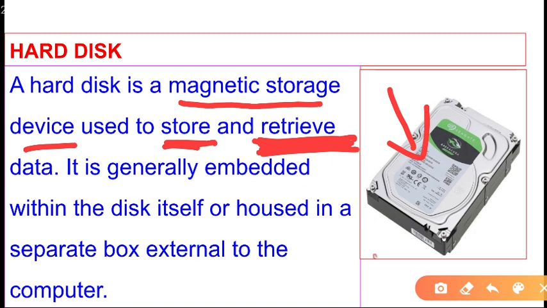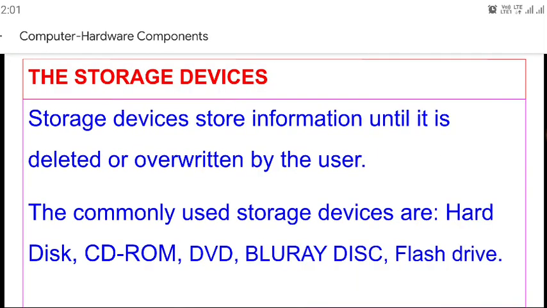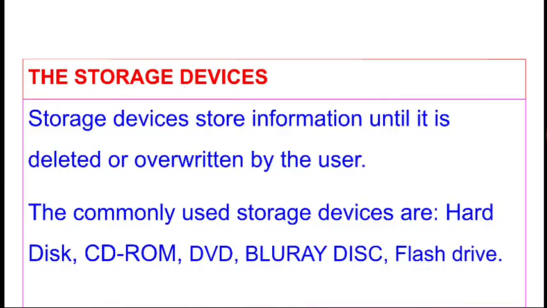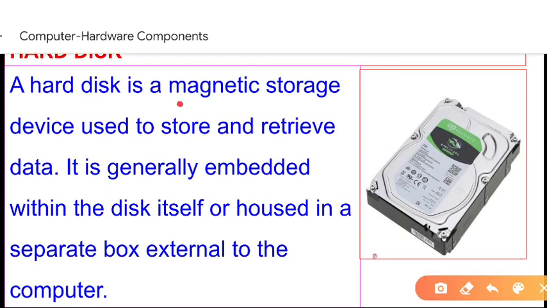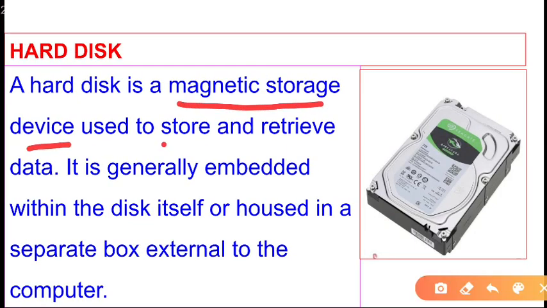So a hard disk is a magnetic storage device used to store and retrieve the data. Very important. What is hard disk? Hard disk is a magnetic storage device used to store and retrieve the data. What is the meaning of retrieve? To access or to get the data that was stored. To use that data is called retrieving the data.